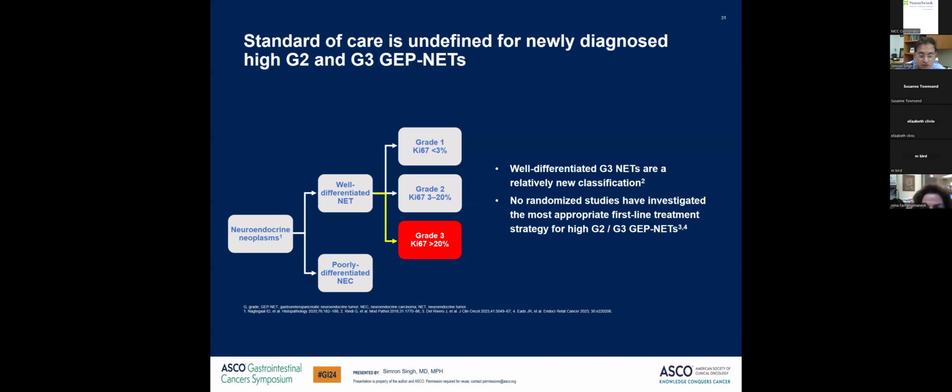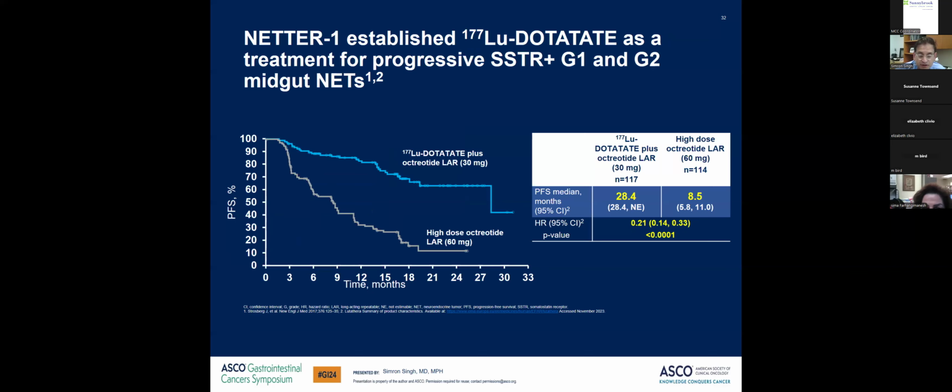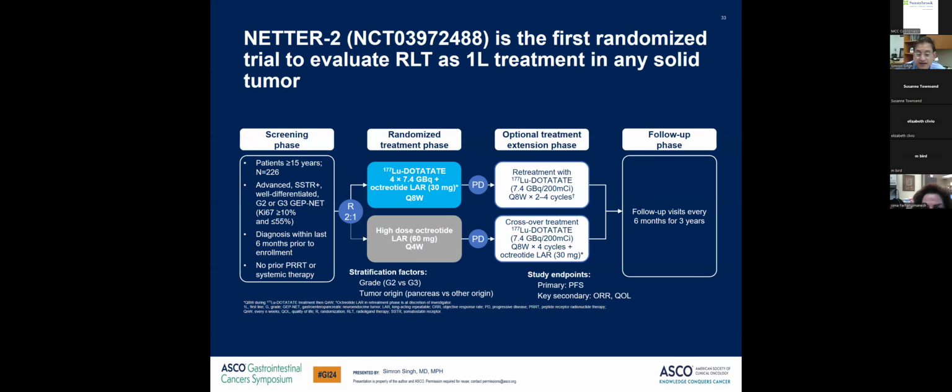So as I showed you, NETTER-1 established the role of PRRT upon progression. This trial was first-line therapy. Again, looking at advanced, well-differentiated grade 2 and grade 3 GEP-NETs, patients who had a Ki-67 of 10 to 55, so on the higher end of the grade 2. They had to have been diagnosed in the last 6 months and have had no meaningful prior treatment.